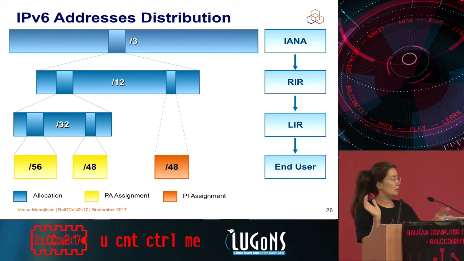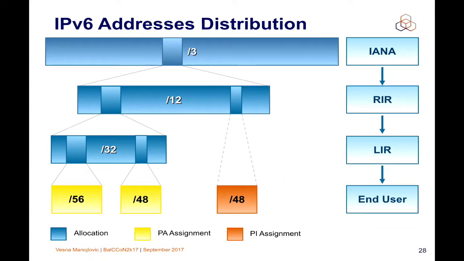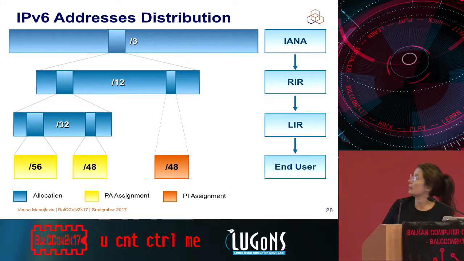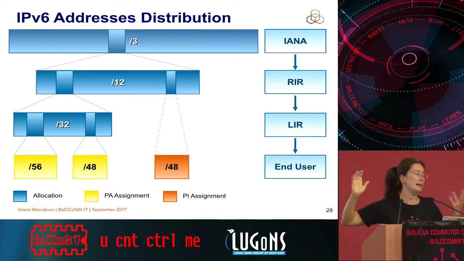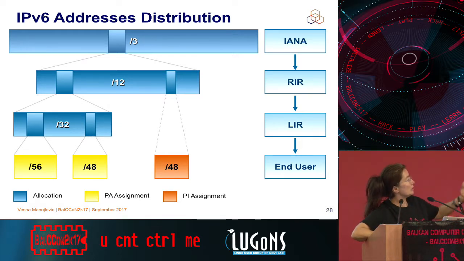Let's talk first about the IP addresses distribution. So this is how it happens. It's quite hierarchical. IANA sits on top of the whole address pool, the global IPv6 address pool, and then IANA gives large blocks of addresses to the regional registries. They give large-ish blocks of addresses to the local internet registries, mostly ISPs, and they distribute addresses to their customers, to the end users. And there are also some other ways, which is provider-independent addresses.